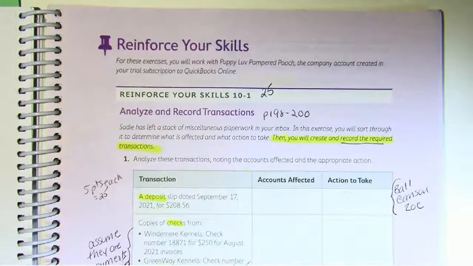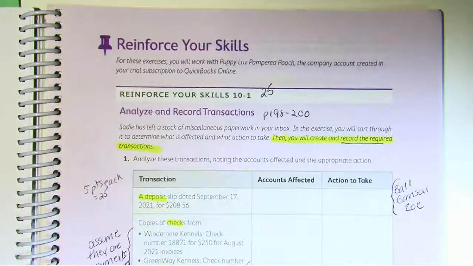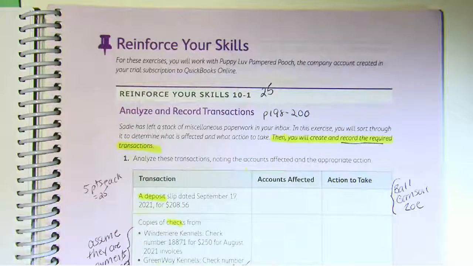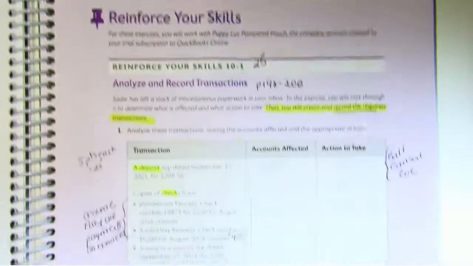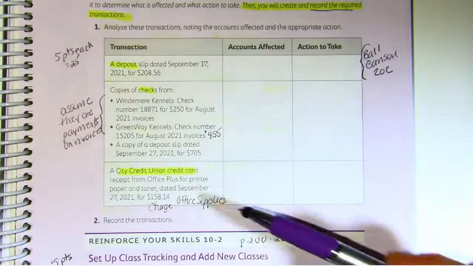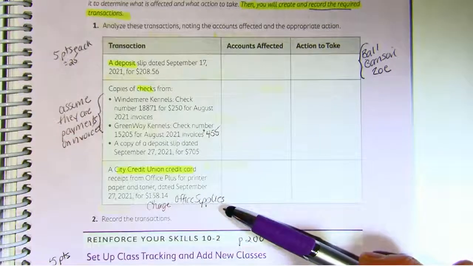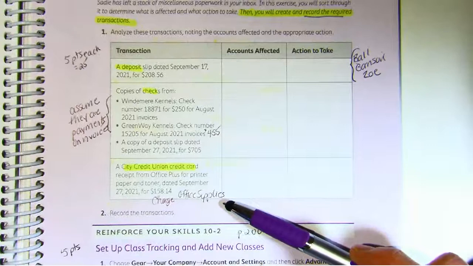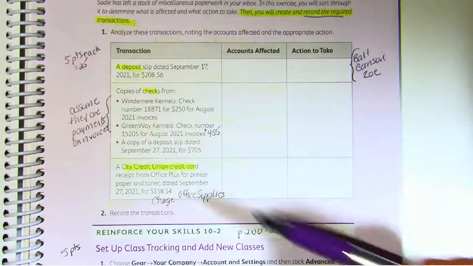You then have to record a purchase using a credit card. Payment was made by credit card, and the account to use is office supplies. So I'll be checking those. I apologize you didn't see that last part. The account to be used here is office supplies for the credit card payment. I'll be checking those using the journal.